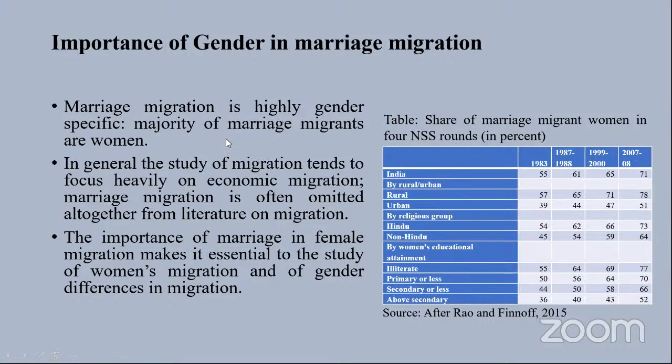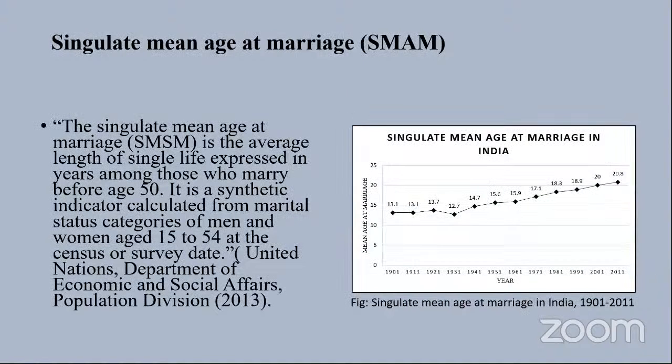The general study of migration tends to focus heavily on the economic aspect, and that is why in the literature also marriage migration of women has been ignored a lot. So the importance of marriage migration and female migration makes it essential to study women's migration, and gender differences in migration are also important. This is the singulate mean age at marriage.